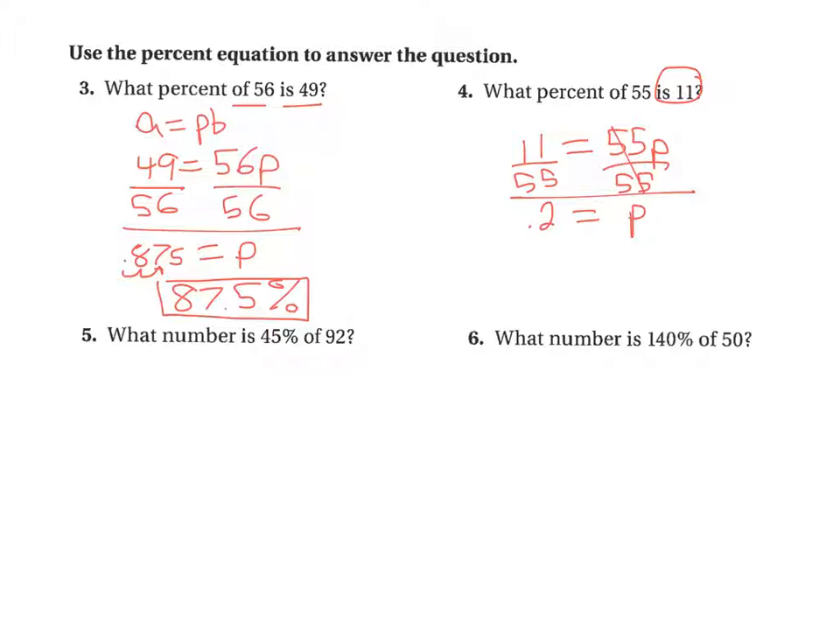Now this is a tricky one. A lot of people write 2% as the answer here, but we got to make sure we move it over 2 spaces, that decimal, and in that empty space a 0 goes, so we get 20% is our answer there.